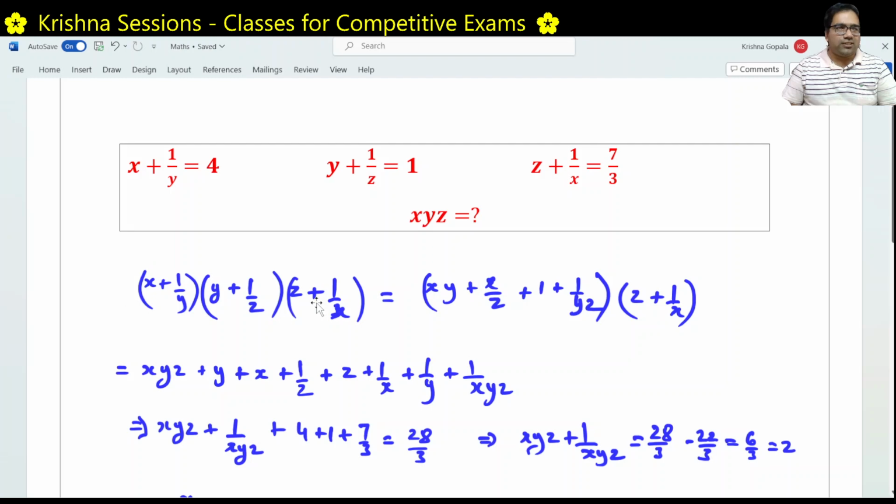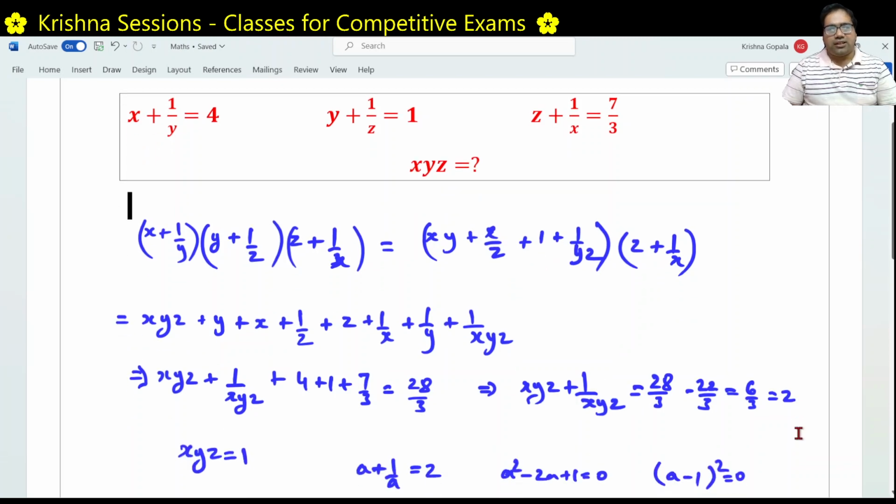And what was the original equation when we multiplied all these three? This is actually the product, right? 4 into 1 into 7 by 3. This side it is 28 by 3. And what is this? 4 plus 1 plus 7 by 3. This becomes 22 by 3. Right? So what does that mean? xyz plus 1 by xyz plus 22 by 3 is equal to 28 by 3. 28 by 3 minus 22 by 3 is 6 by 3, which is equal to 2. So we reached a stage where xyz plus 1 by xyz is equal to 2.